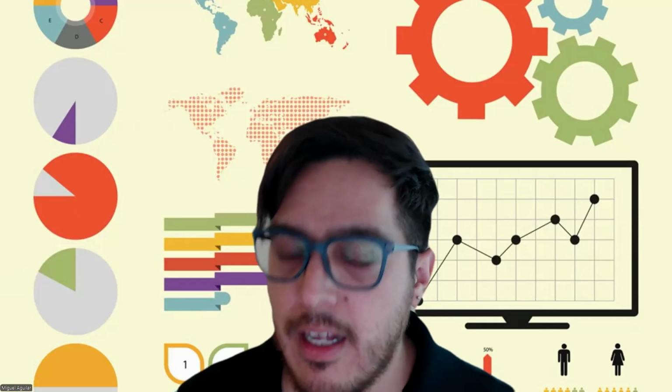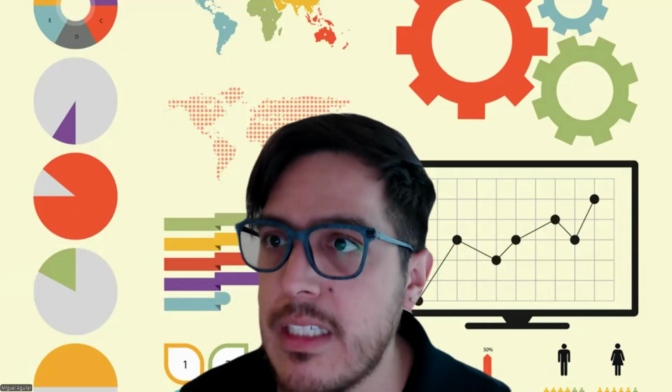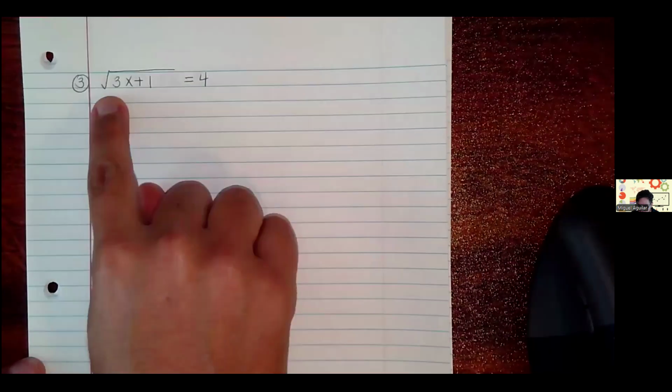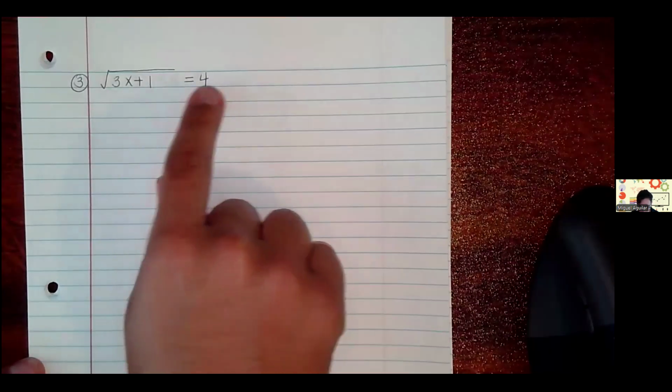Okay, let's take a look at another one of these problems. Okay, in this one we have the square root. Let me go ahead and make this a little bit bigger, there we go. The square root of 3x plus 1 equals 4.